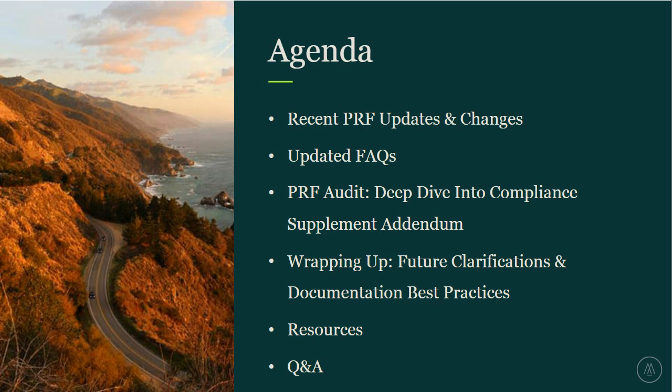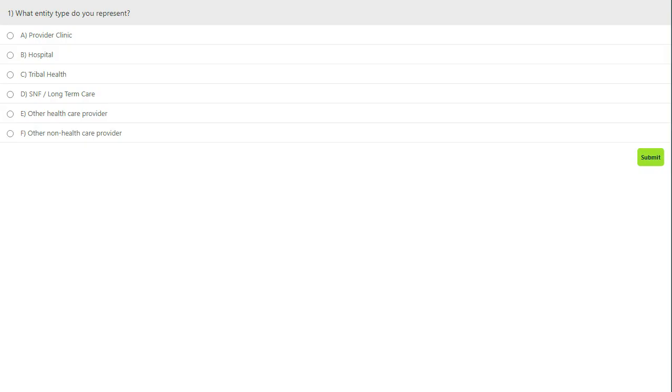All right, so we're going to jump right into the first polling question. What entity type do you represent? We just like to get an idea of who our attendees are and what sectors of healthcare they represent. So your options are provider clinic, hospital, tribal health, skilled nursing or long-term care, other healthcare provider, or other non-healthcare provider. Please go ahead and submit your responses now.